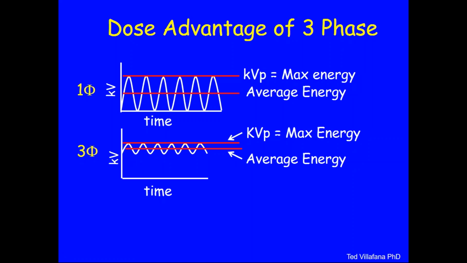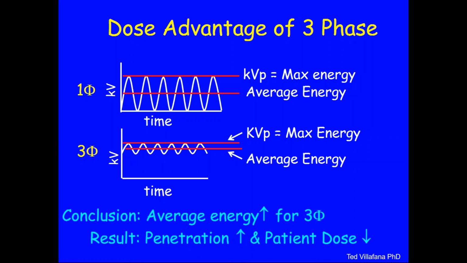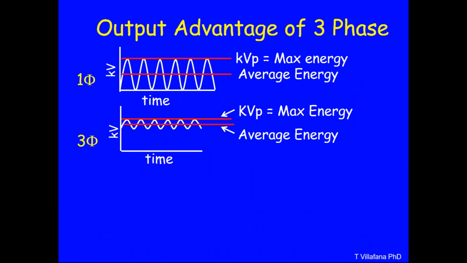That means that the photons that you generate are in general more penetrating, and if they're more penetrating, more gets out of the patient and delivers information to the image plate, and patient dose goes down. So we've seen then that three-phase gives you better output and better patient dose.